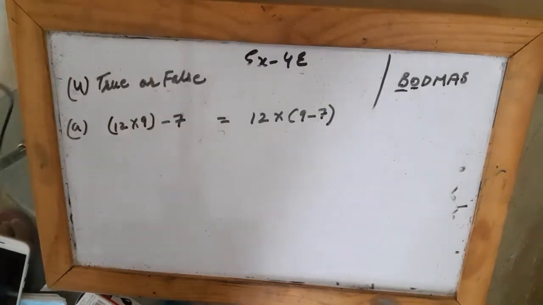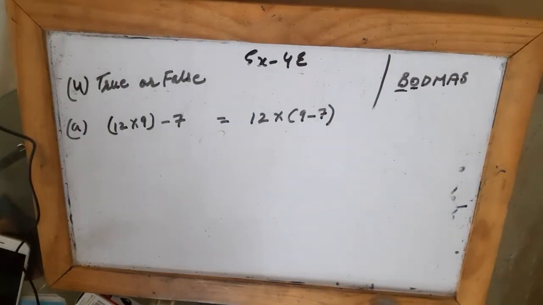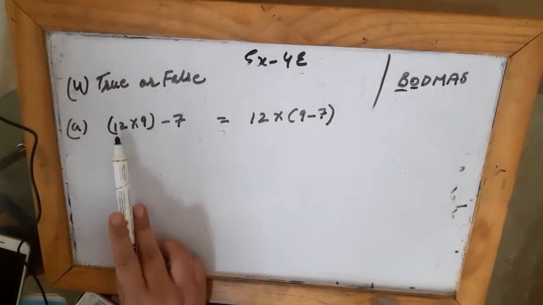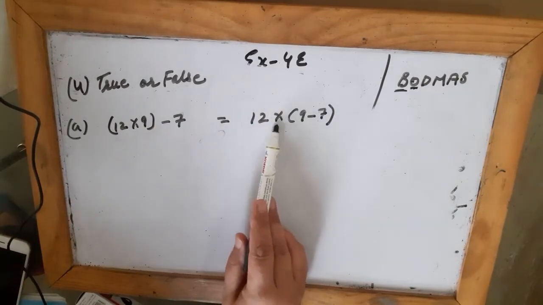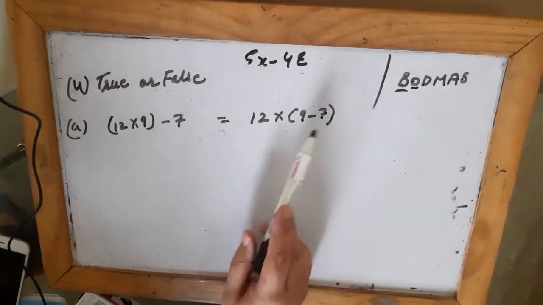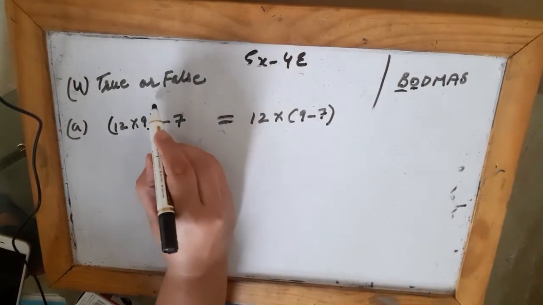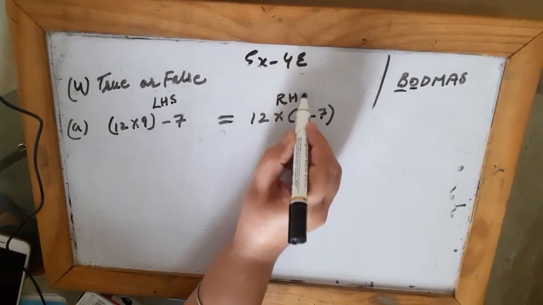Now in the fourth question, you can see you are given some sums and you are asked to write whether they are true or false. Like in the first one, it's given 12 into 9 minus 7, and here 12 into 9 minus 7 is equal to, means if I solve this, I can take this as left hand side, and this I can take as right hand side.